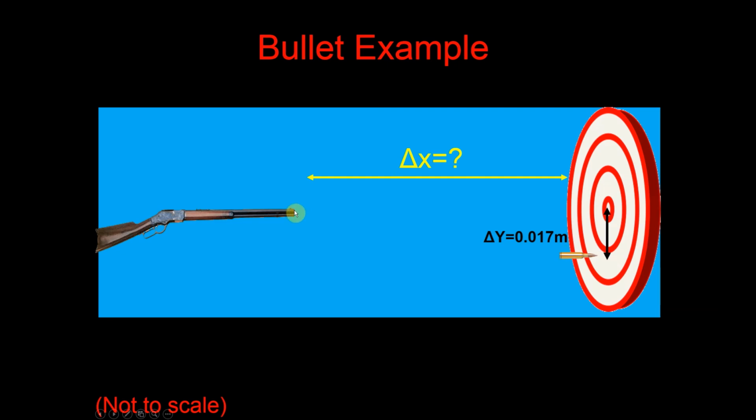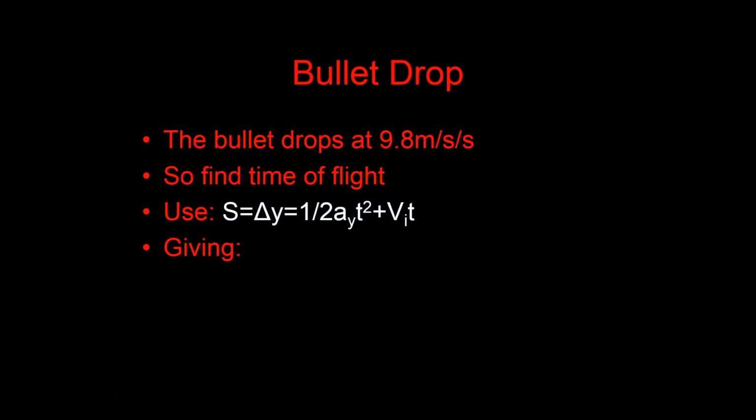The time it takes the bullet to cross the distance delta t is the exact same time it will take it to drop by 0.017 meters in the y direction. And that will be the same for both. T is common between our 2 axes. So finding t, we can solve either one of our problems.